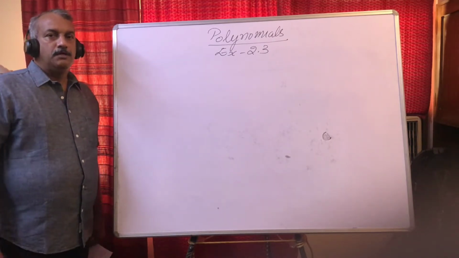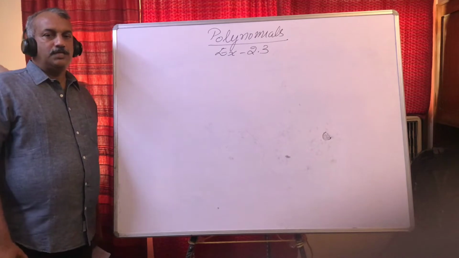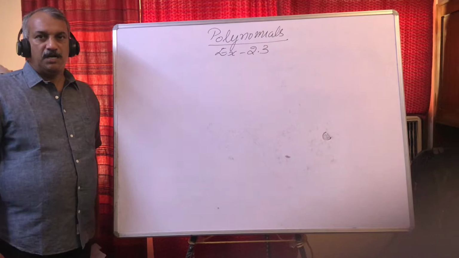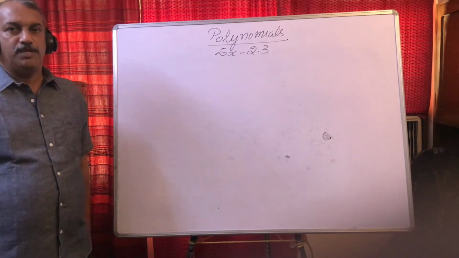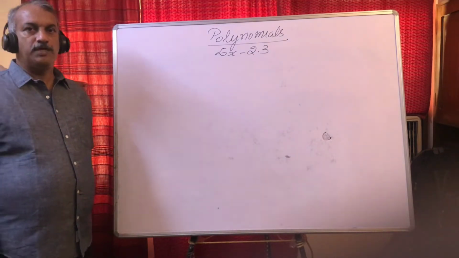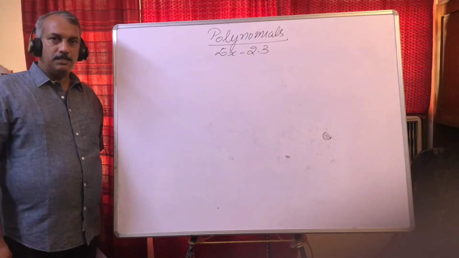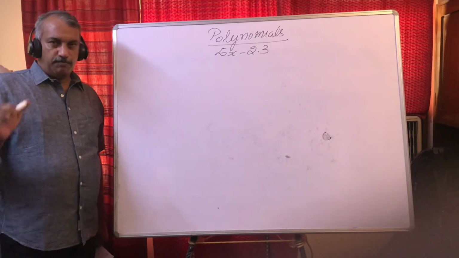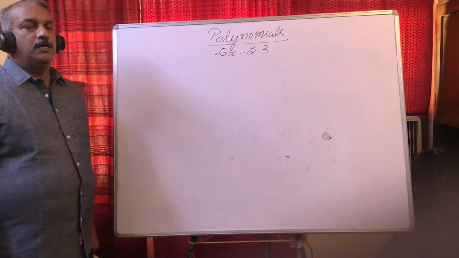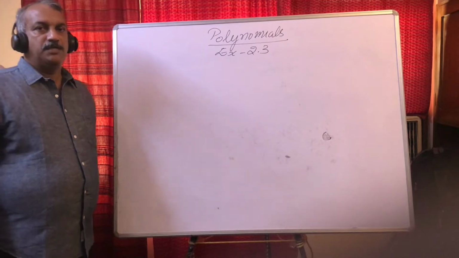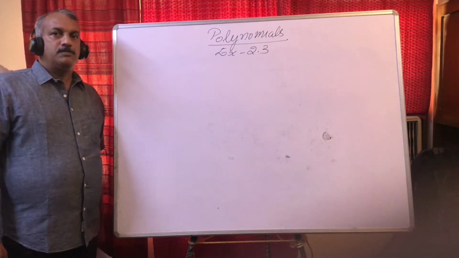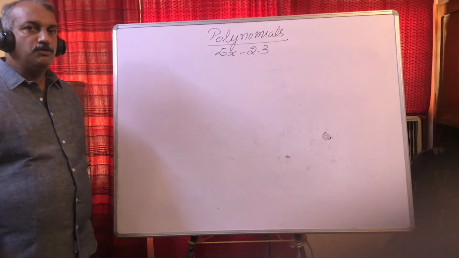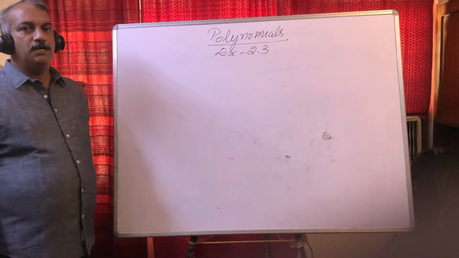Then again, we have learned the relationship between zeros and coefficients of a cubic polynomial. If alpha, beta and gamma are the zeros of a cubic polynomial ax cube plus bx square plus cx plus d, then alpha plus beta plus gamma is equal to minus b upon a, and alpha beta plus beta gamma plus alpha gamma is equal to c upon a. Again, alpha into beta into gamma is equal to minus d upon a.